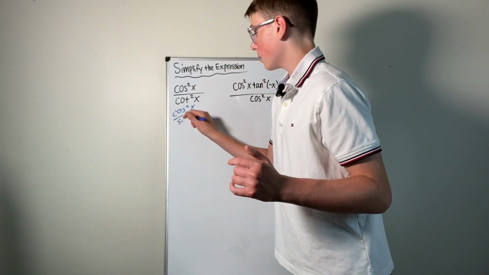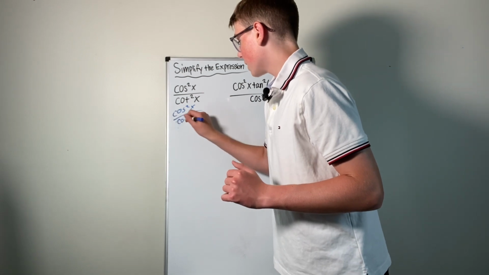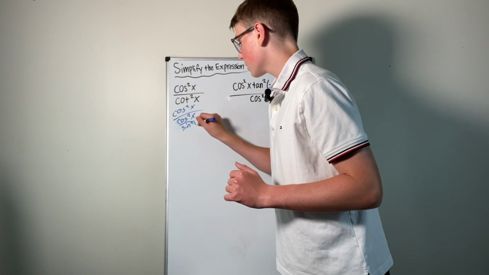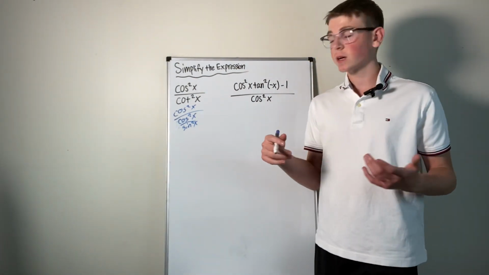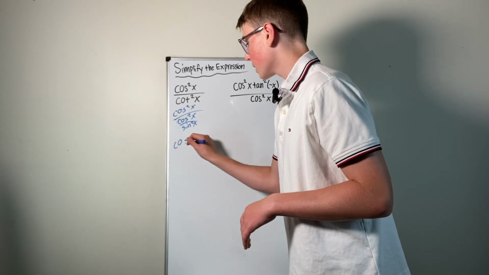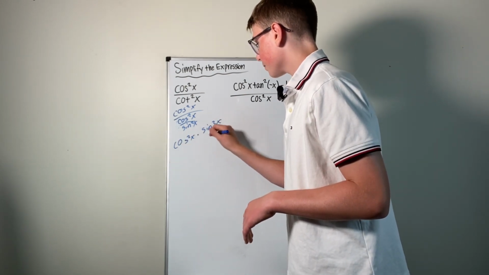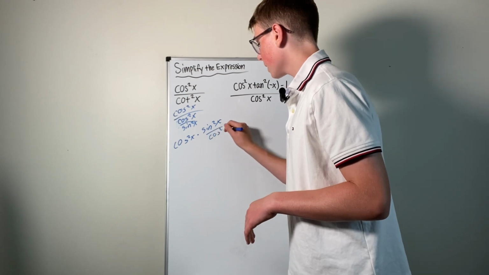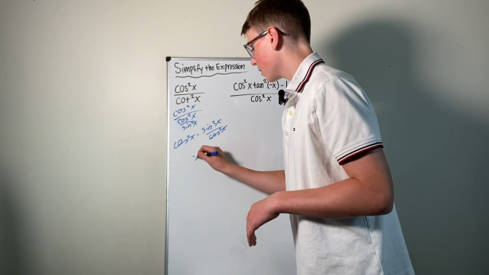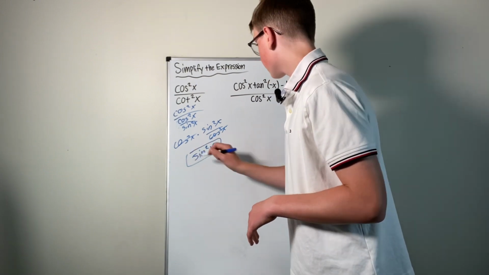It's cosine over sine, so cosine squared x over sine squared x. Remember, when you're dividing by a fraction, you're just going to multiply by the reciprocal. So this will be cosine squared x times sine squared x over cosine squared x. These cosine squareds will cancel, and you'll get sine squared x with your simplification.